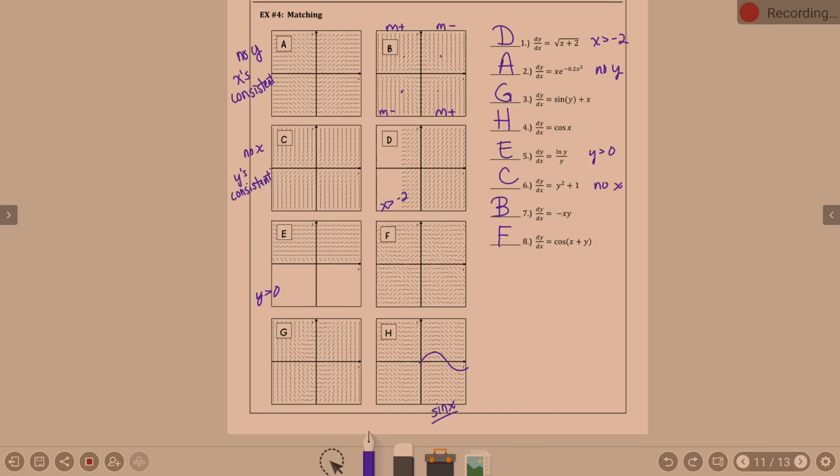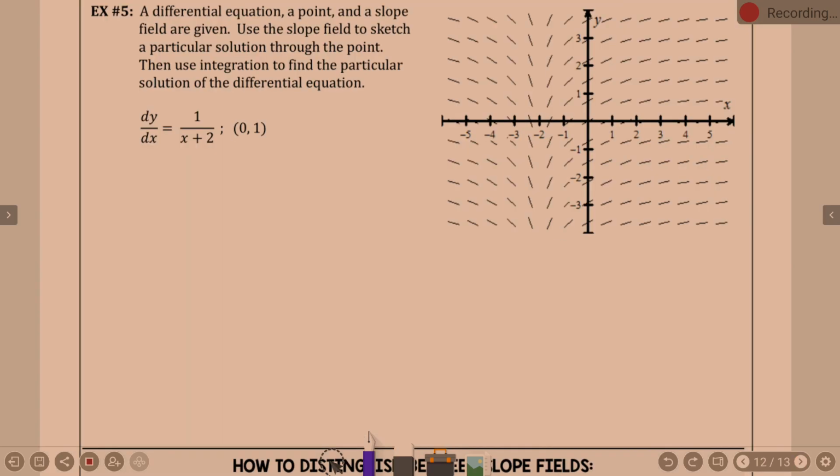Example 5. A differential equation, a point and a slope field are given. Use the slope field to sketch a particular solution through the point. Then, use integration to find the particular solution of the differential equation. Now, what did they ask for? 0, 1.